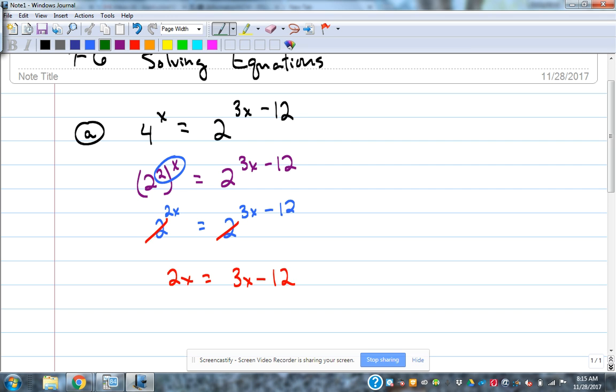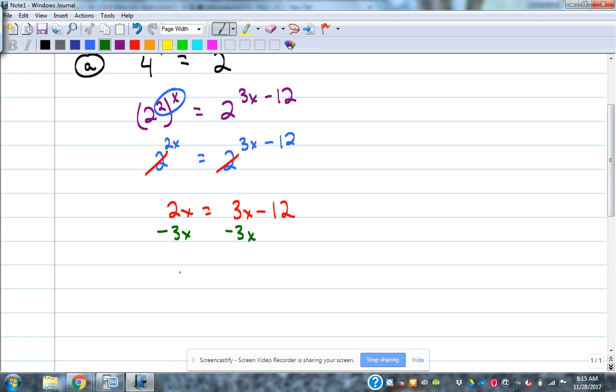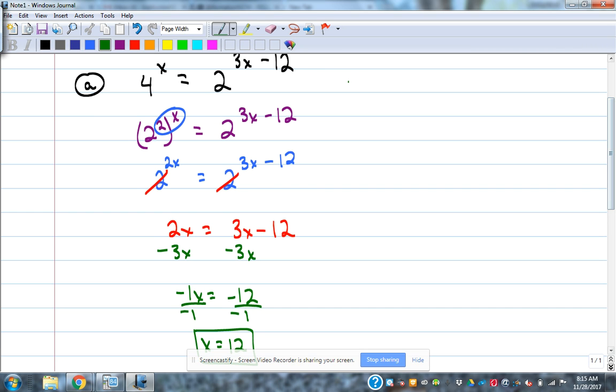And solve that equation. You know, good old 7th grade math right there. Subtract 3x. Negative 1x equals negative 12. Divide by negative 1. X is 12. Get the bases the same, and then that allows you to do that. Okay. That will be the same idea.